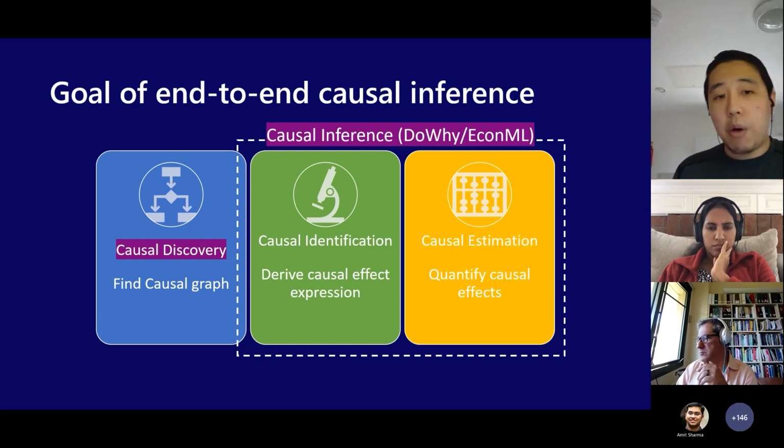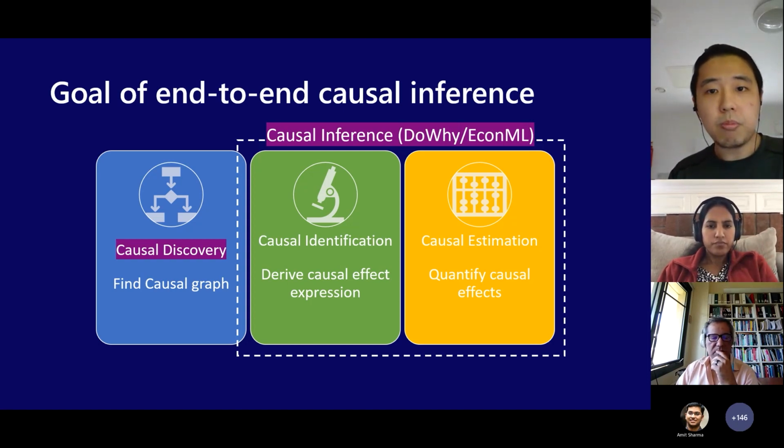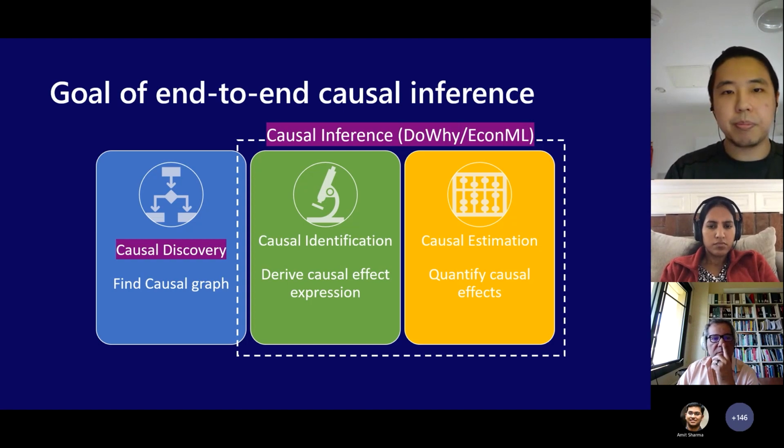However, in practice, if we want to apply causal inference to a problem, one thing to notice is that causal inference requires or assumes access to the causal graph of your problem. And as mentioned by Cheng earlier, this is actually not always possible. So in practice, we need to find a way to combine causal discovery and causal inference. However, because these two methods have very different assumptions, merging them together is actually a very non-trivial task.